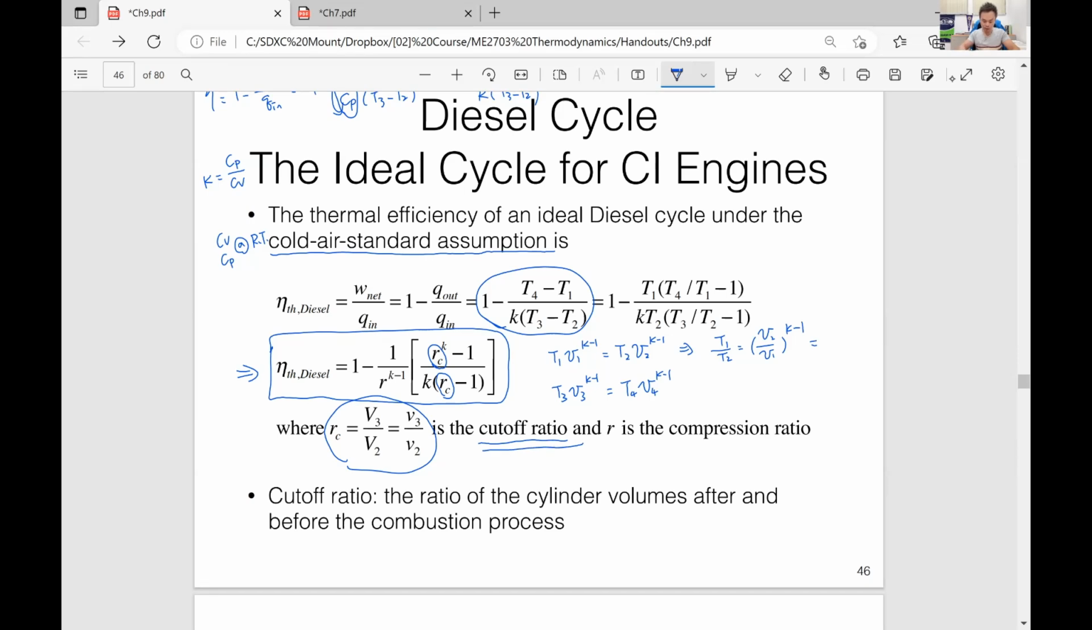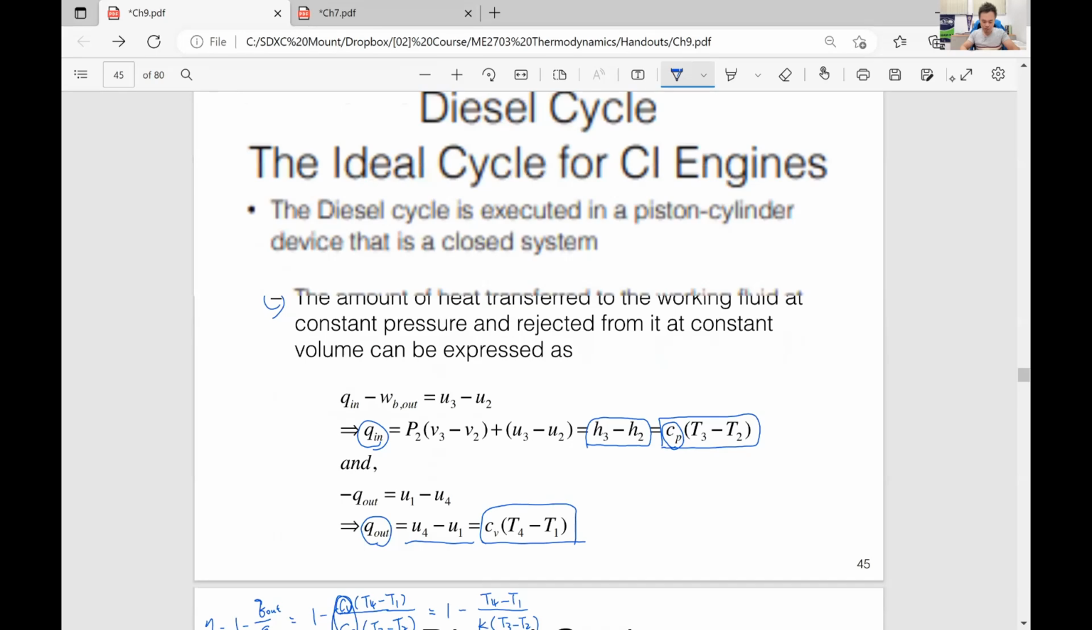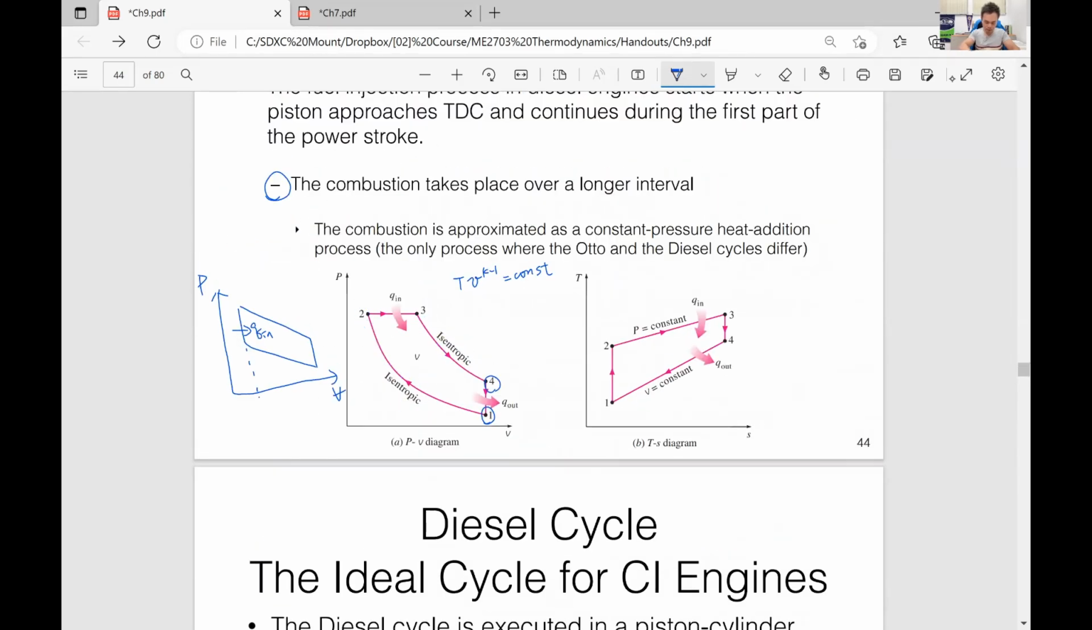Okay, cutoff ratio. If you look at the diagram here, if this is V1, so V1 equals V4, this is V3, this is V2. So the compression ratio r is V1 over V2. Then a new ratio called cutoff ratio is defined by V3 over V2.